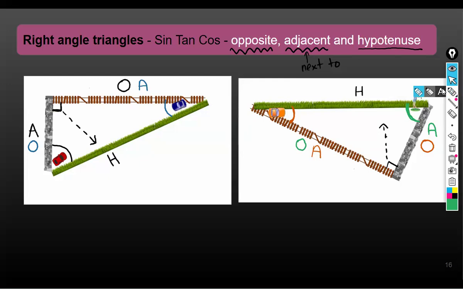The point is always find who first? Your hypotenuse. Next, figure out who is the opposite. And the remaining side will always be what? The adjacent, right? HOA. Always do it in that order.